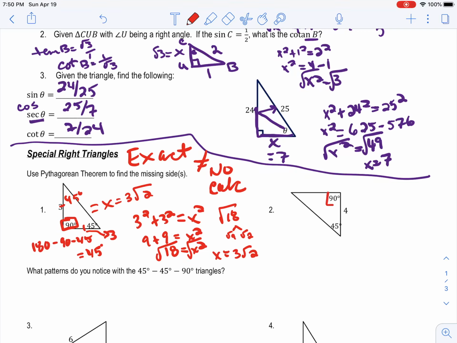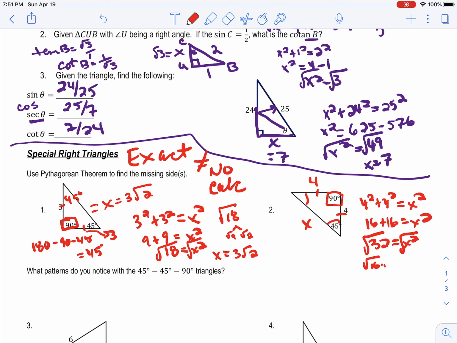So if this is 90, this is 45, then this has to be 45, which means those two are both 4. So we need to find this side. So we have 4 squared plus 4 squared equals x squared. 16 plus 16 equals x squared. 32 equals x squared. Take the square root. And then we have square root of 16 times square root of 2 equals x. So we have 4 square roots of 2.